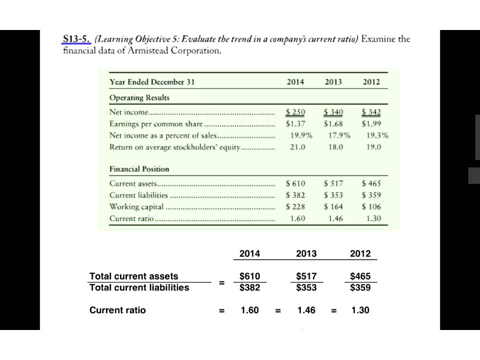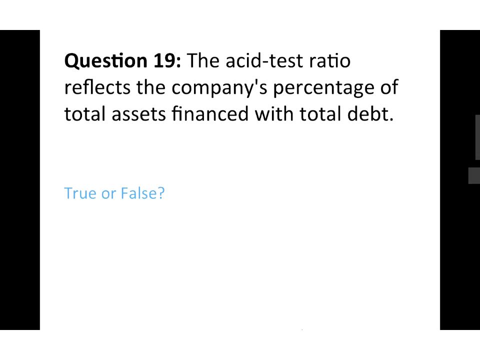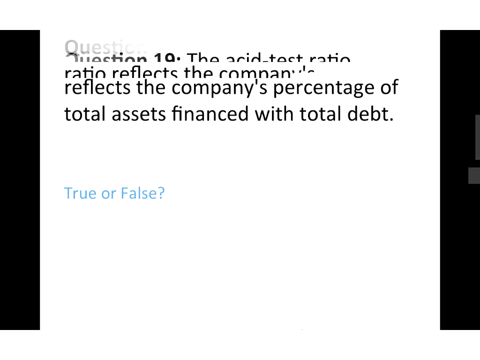Okay, so now we're going to have a question. It's coming out to you. The asset test ratio reflects the company's percentage of total assets financed with total debt. Now looking at the formula for the asset test ratio or the quick test ratio, we see that the numerator is cash plus short-term investments plus receivables. Is that numerator total assets? No. So this question fails right away.